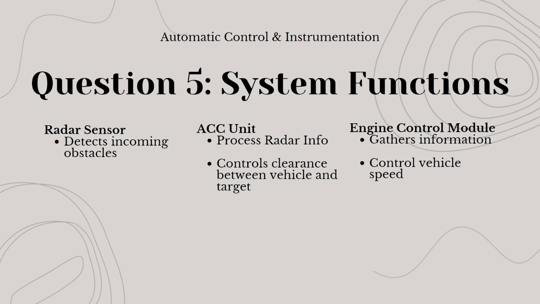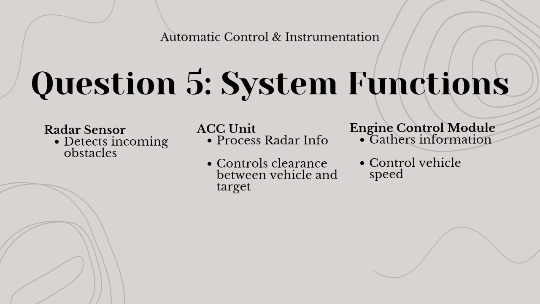From there, we also have the ACC unit, whose primary function is to process radar information and determine if a forward vehicle is present. It is also capable of controlling clearance between the vehicle and the target vehicle in front of it. Essentially, it helps to control the distance between the vehicle and another vehicle in front of it.